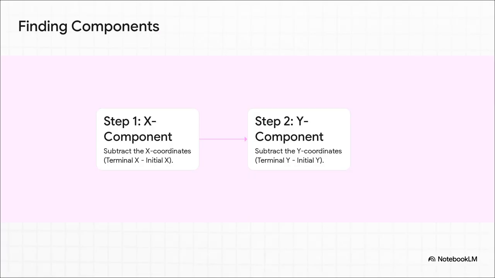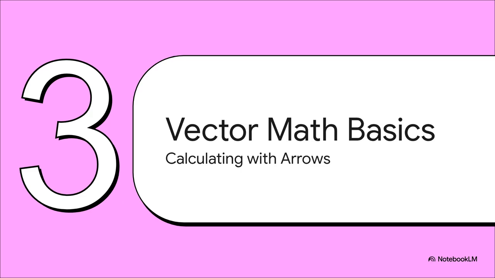And if you know where an arrow starts and where it ends, finding its components is really easy. You just figure out the change in the x direction and the change in the y direction. It's always your final spot minus your initial spot for each direction. Okay, so we know what they are, we know how to write them down. Now for the fun part. Let's start doing some simple but really powerful math with them.